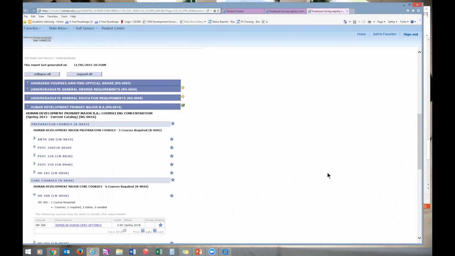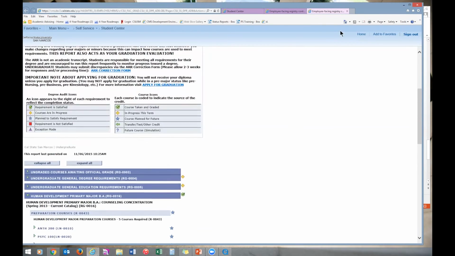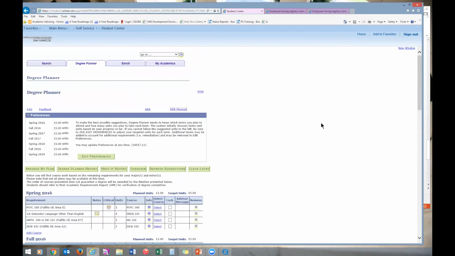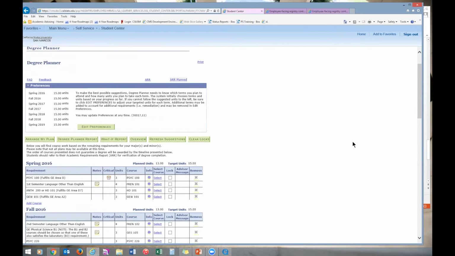So your goal after you select courses in your degree planner is to run your ARR plan and just make sure that it's all either in progress or green. And it's assuming you're going to complete these, which is why it has a green circle, as though you've completed it. Okay, now this is the fun part. This is where you get to really play around with your planner.